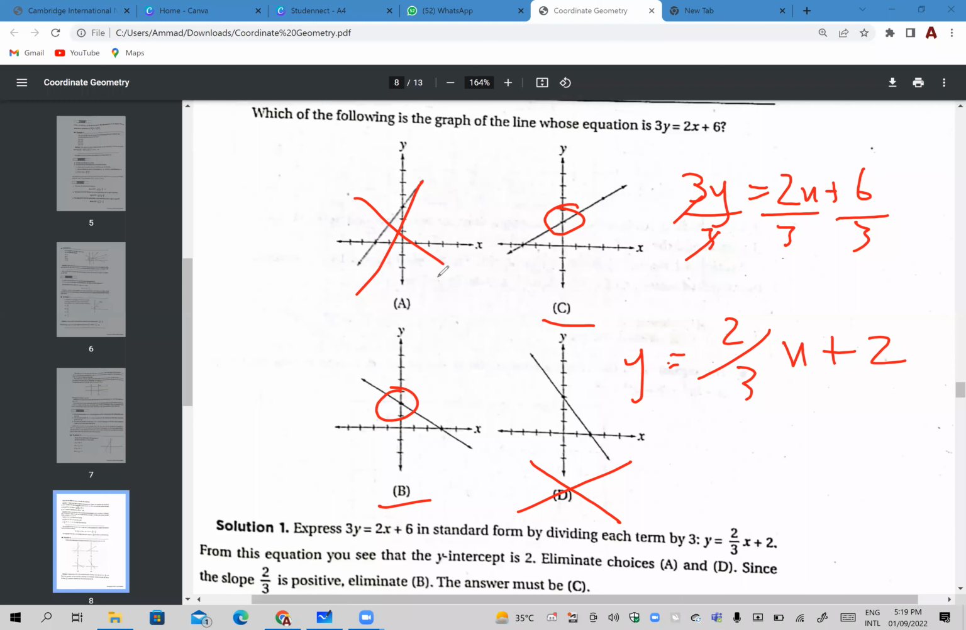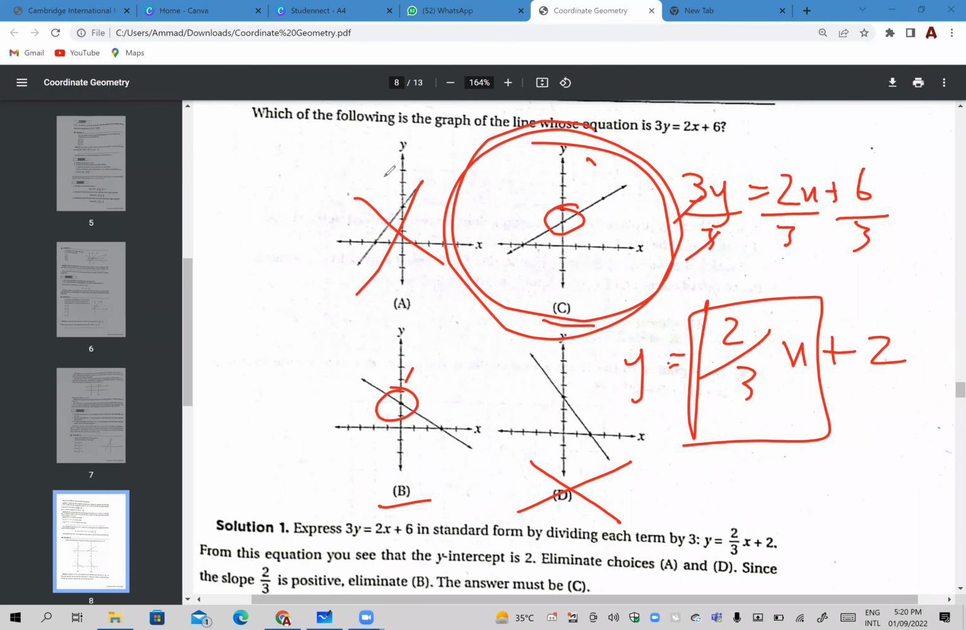2 by 3 should be the gradient. Very simple. One is a positive gradient, one is a negative gradient. So because this is a positive gradient, this is the only graph that represents a positive gradient. B is a negative gradient slope. All right. So C is the correct option.